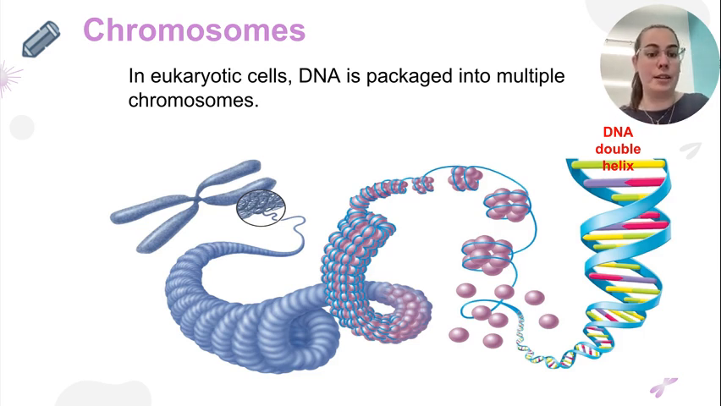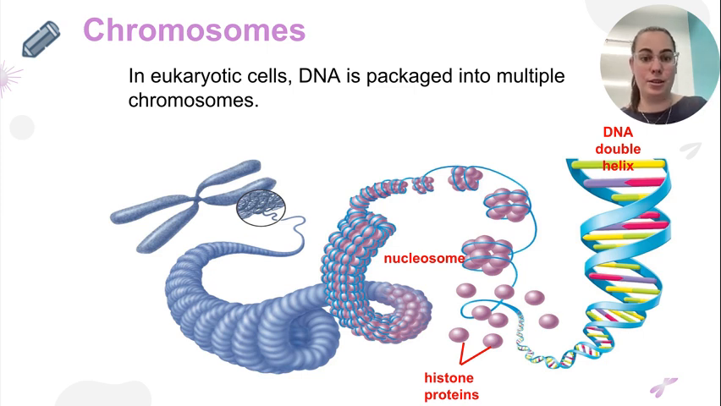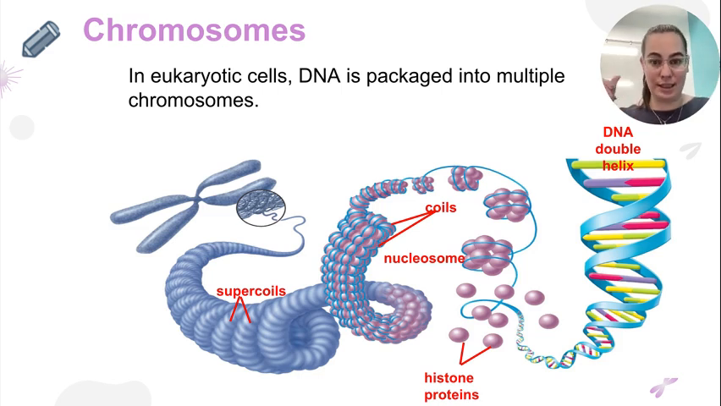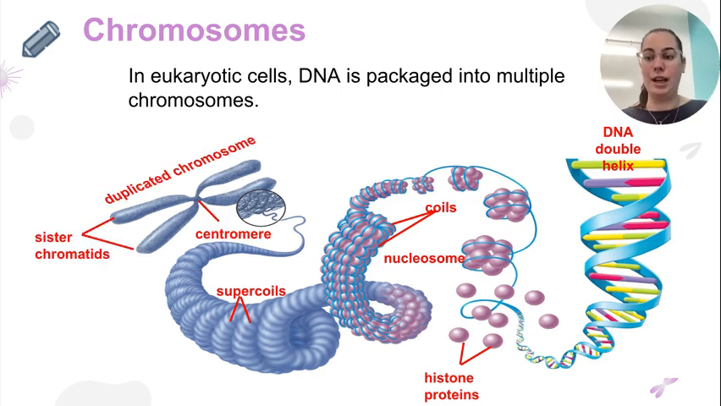That double helix wraps around histone proteins into nucleosomes. This coils, so imagine just continuing to twist it. And then finally, we have our sister chromatids, a duplicated chromosome held together with a centromere. This X-shaped replicated chromosome is what we're going to be working with in our cell cycle.